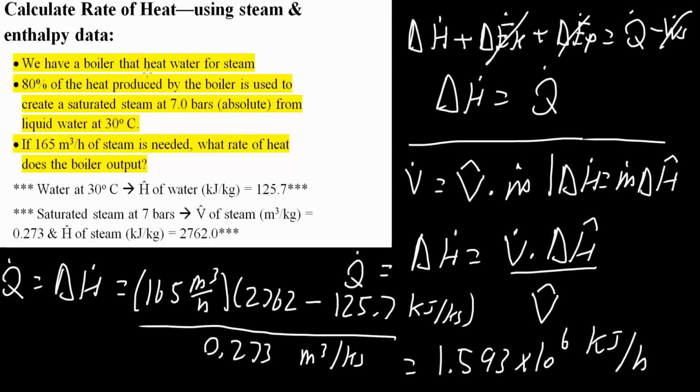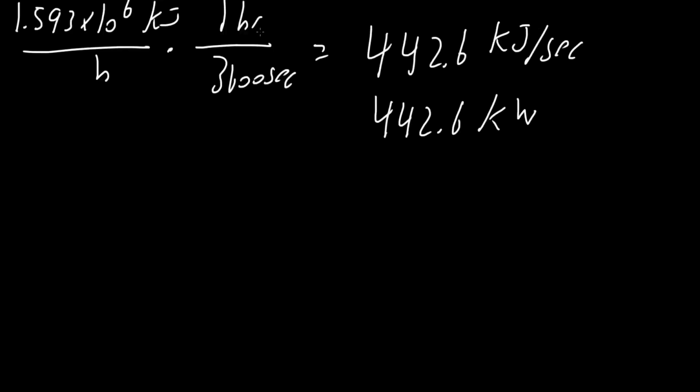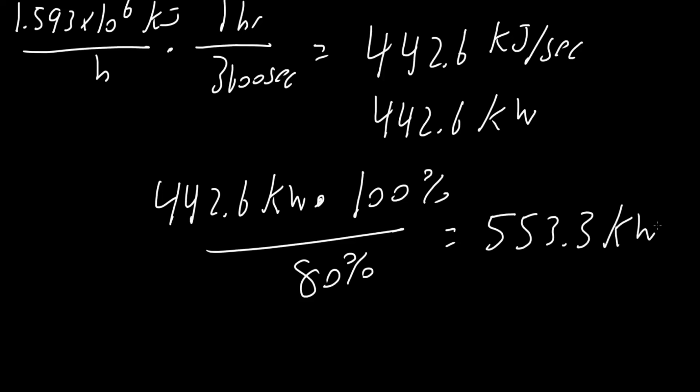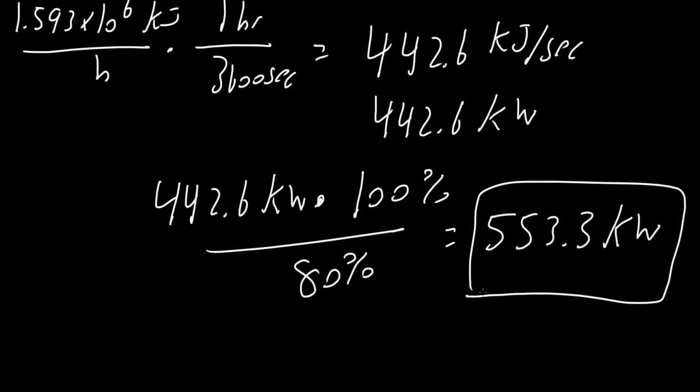Now back to the 80%. So 80% of the heat produced by the boiler went to make saturated steam, not 100%. But we want to know what rate of heat does the boiler output. And to get the total, we say 442.6 kilowatts times 100% divided by 80%. And this makes sense because our number will be bigger because we're considering the waste. And this will equal 553.3 kilowatts. And this right here is the final answer. And that's all we need to do.